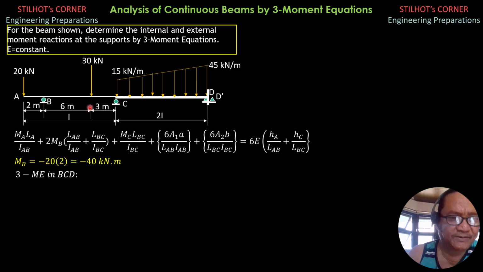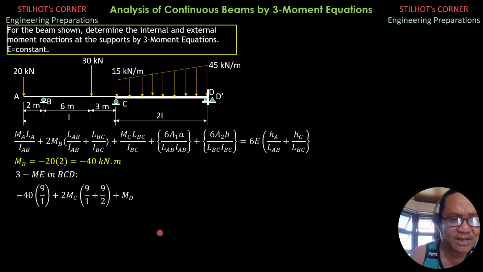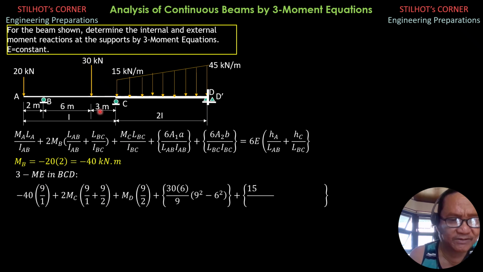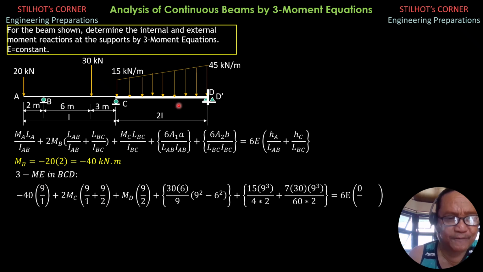So for BCD, MB, which is equal to negative 40, times 9 over 1 plus 2 times MC, quantity 9 over 1 plus 9 over 2, plus MD times 9 over 2, plus 30 times 6 over 9, quantity 9 square minus 6 square, plus for the rectangular loading 15 times 9 cube over 4, then over 2 for the moment of inertia, then plus for the triangular loading, which has an intensity of 30 kilonewton per meter with respect to the right end, is 7 over 60 times 30 times 9 cube, then over 2 for the moment of inertia.